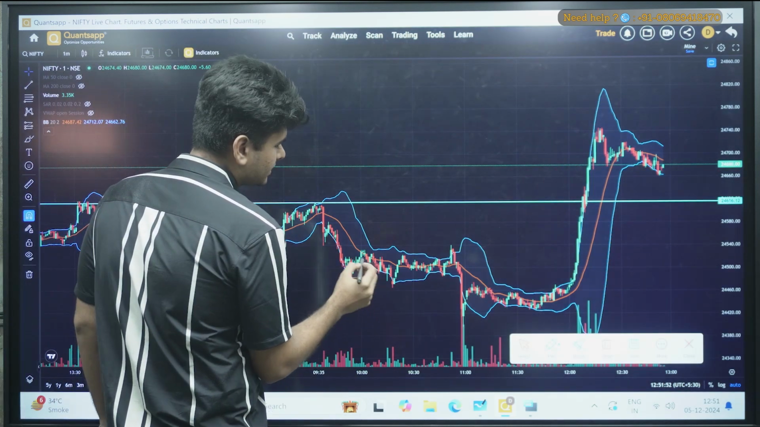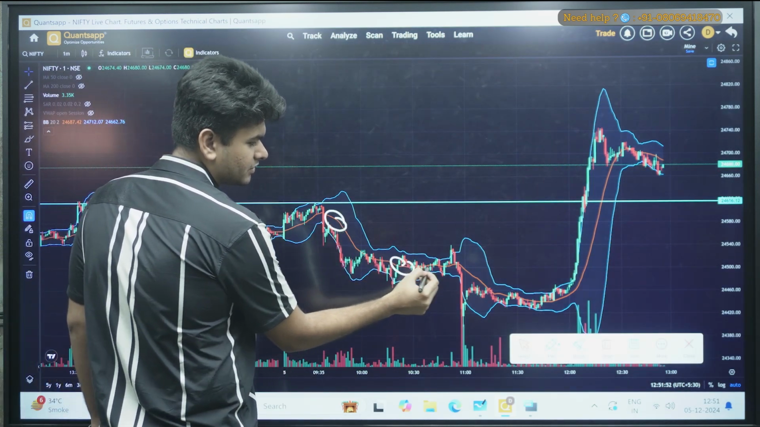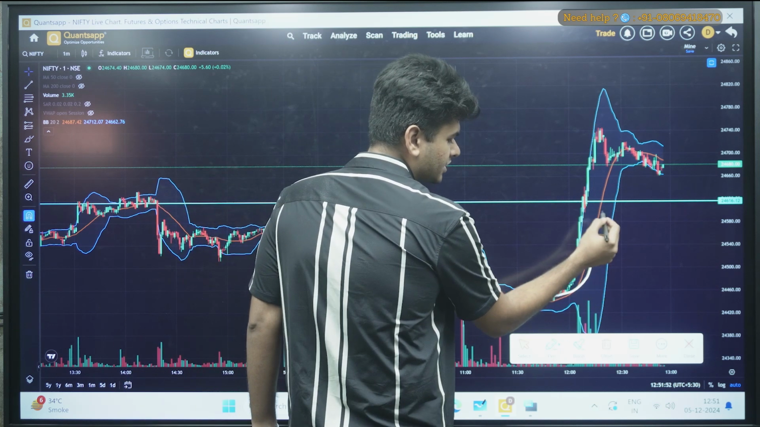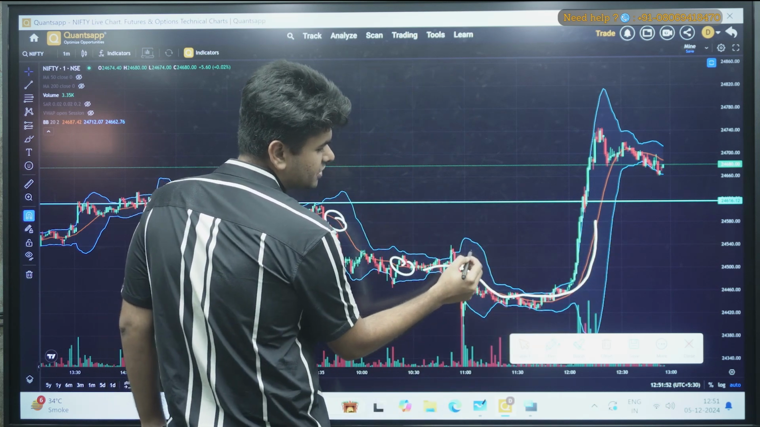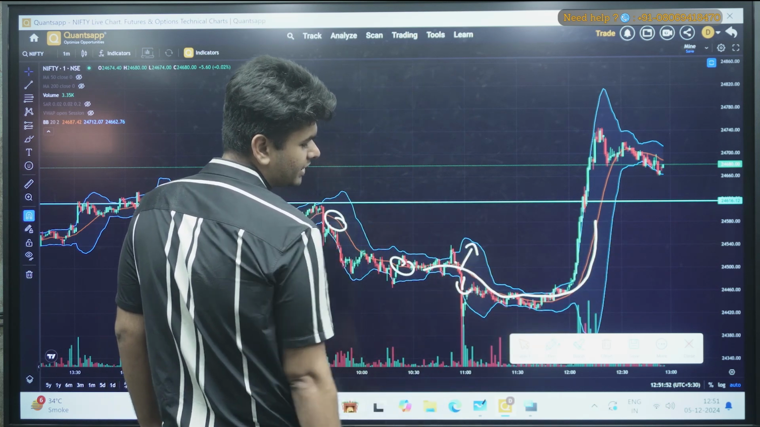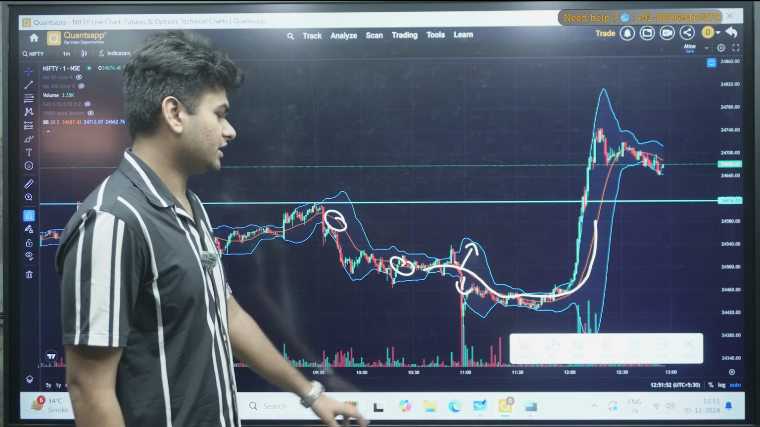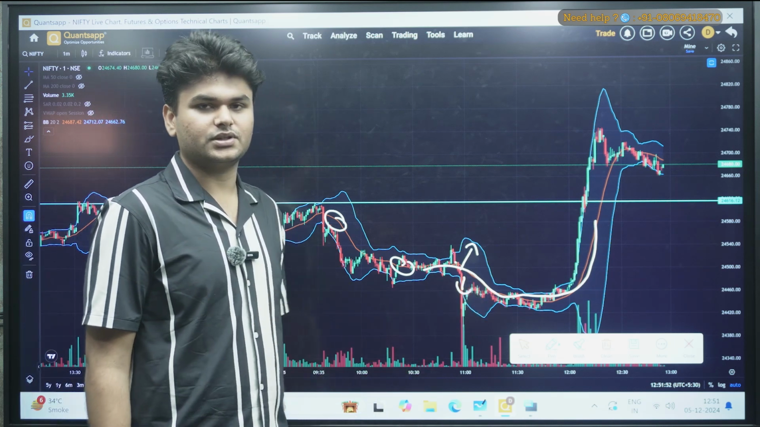So as you can see, there is a MA in between. Okay, so there's a moving average and we are taking the standard deviation on the upper side and the lower side, and we are indicating some kind of a momentum with this.